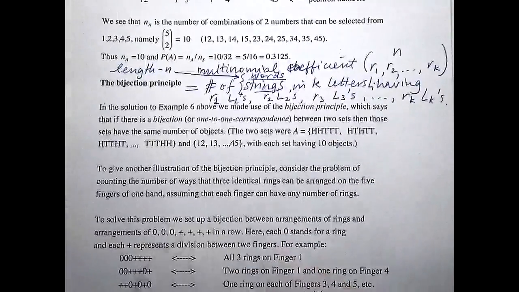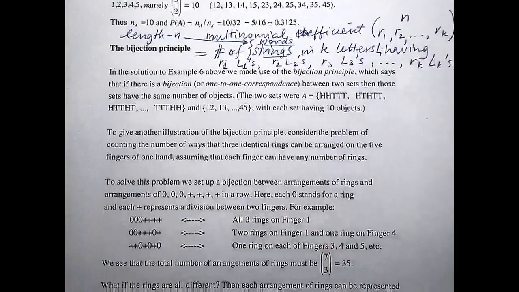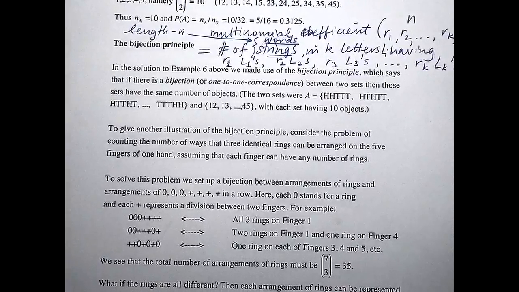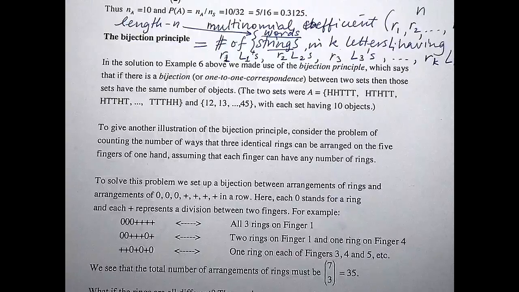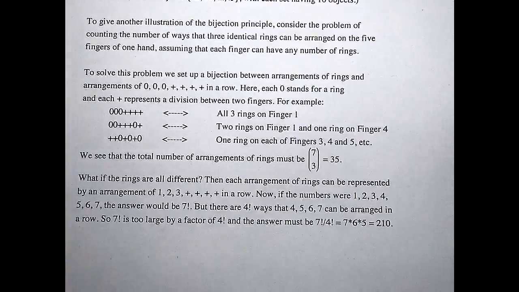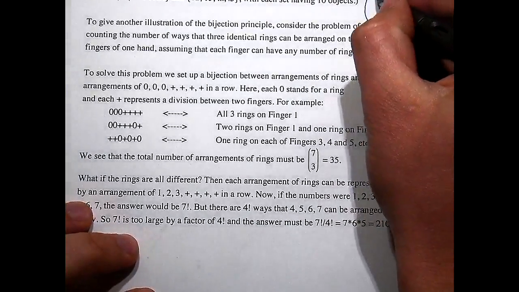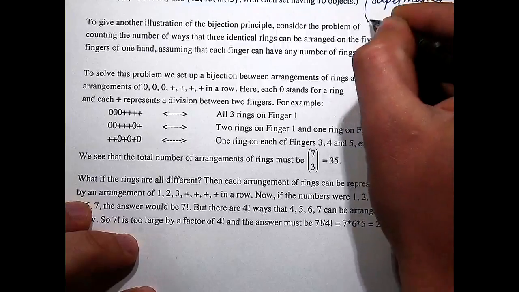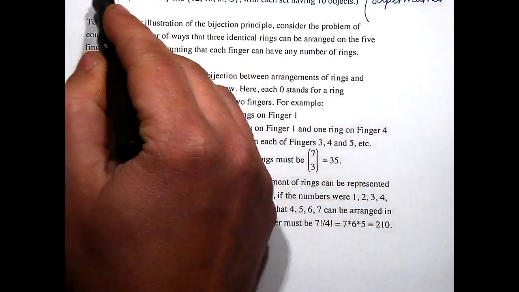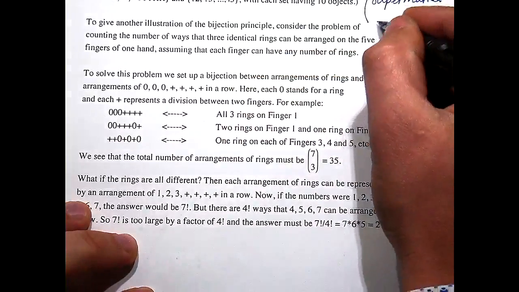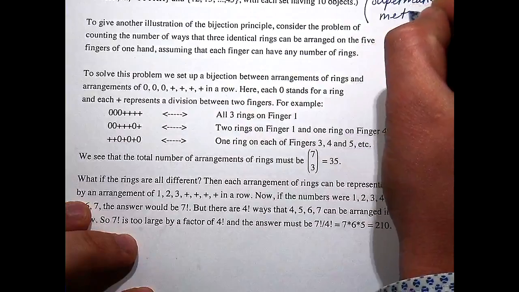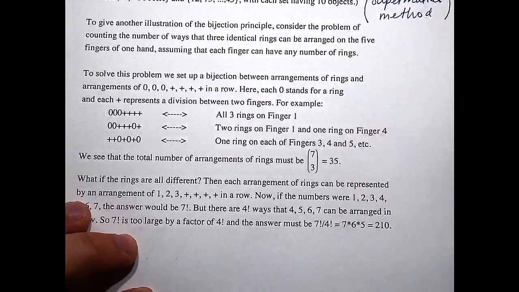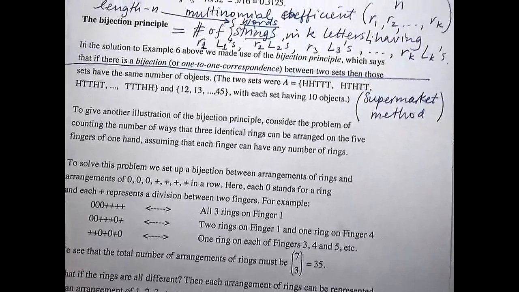Okay, another illustration of the bijection principle. Count the number of ways that 3 identical rings can get arranged on 5 fingers of one hand. Each finger can have any number of rings. I'm even going to give a name to this in advance because I want to explain the principle maybe a different way later. I call this either the supermarket principle or supermarket method. Let me call it the supermarket method. It's not even deep enough to arrive at the level of a principle.